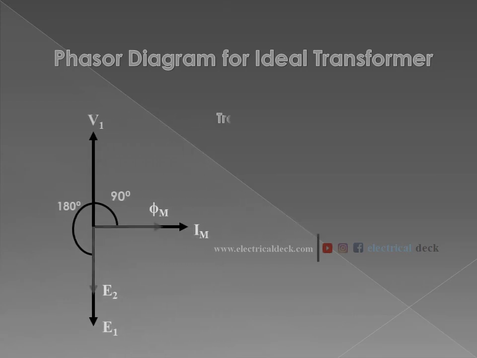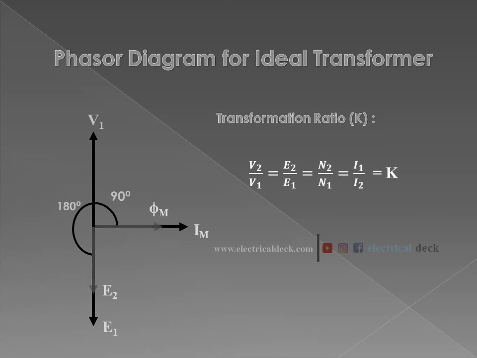The transformation ratio, K, for an ideal transformer is the same as for a normal, practical transformer. But here, due to the absence of losses in the transformer, the power input, V1 I1, is equal to the power output, V2 I2. That is, P1 equals P2.